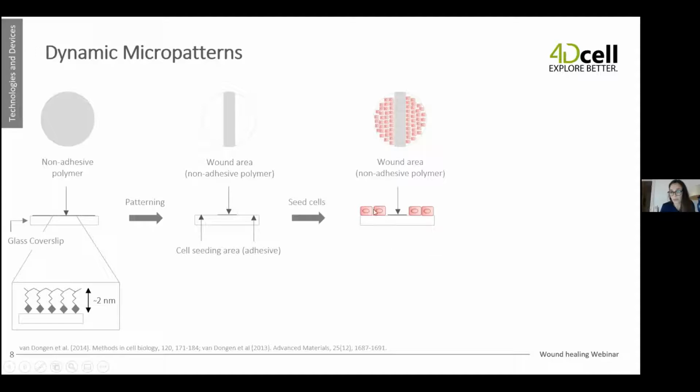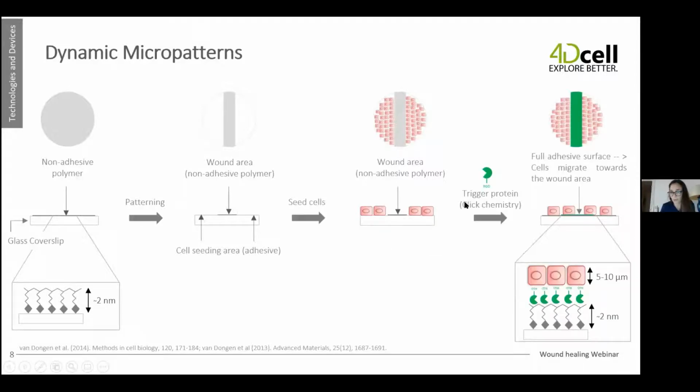And at some point after seeding the cells, you can add a trigger protein, which is an analog of fibronectin. What this protein does is induce this non-adhesive area to become adherent, which then allows the cells that were in these sites to start moving into the wound area. So at this point, all the surface of this cover slip is adherent. So you can see the cells starting to move on top of, basically, the wound area.